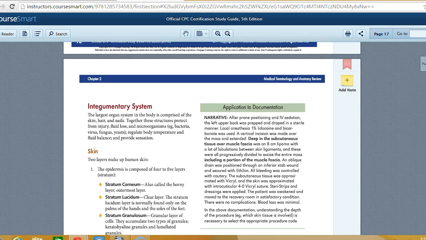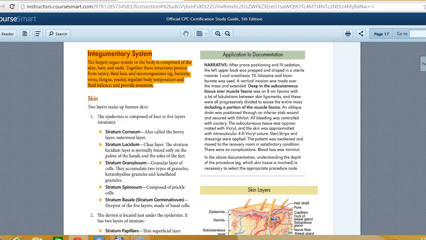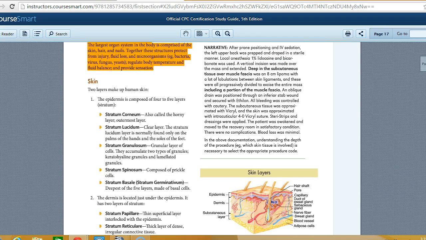The integumentary system, you all. The integumentary system, or the skin. This is the largest body system or organ system in the body. So make sure you know what the skin does for us. And you see right here. All right. And then also make sure you know the layers of the skin.